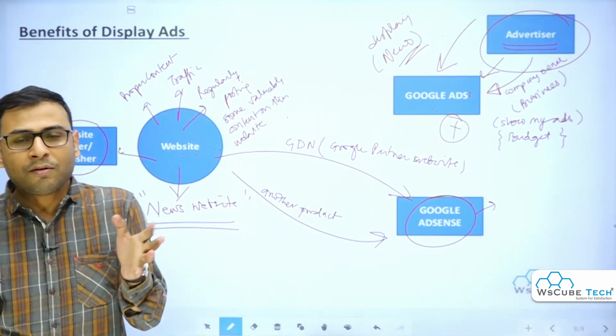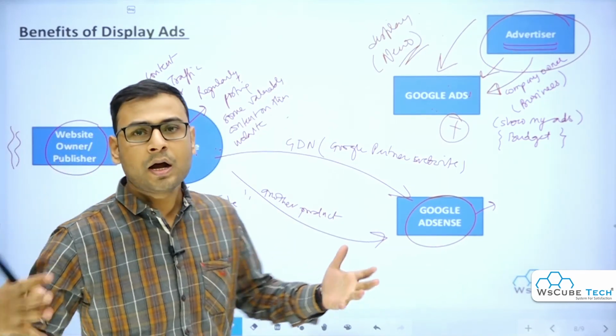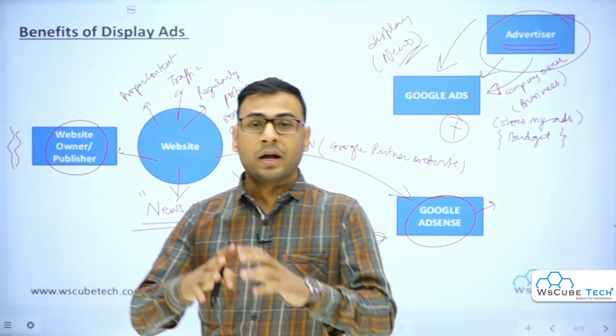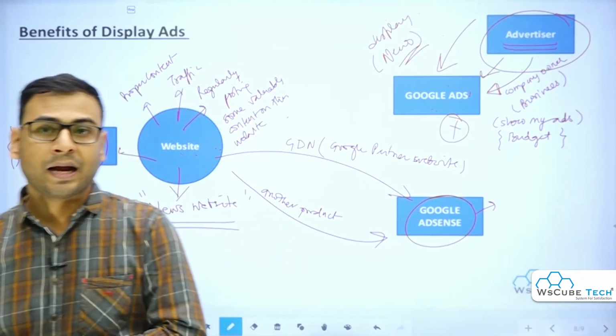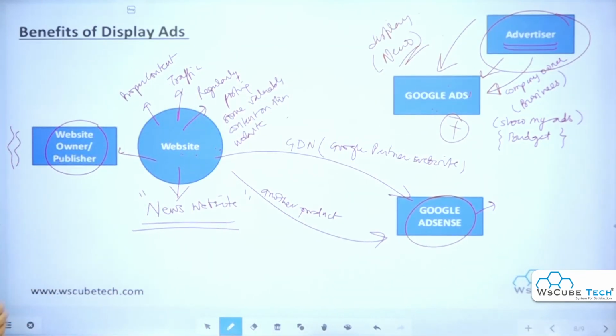None of the websites are actually owned by Google, yet Google has one of the most popular display networks, with billions of websites running actively. They are showing lakhs and lakhs of impressions each and every second. So this is how display advertising works.